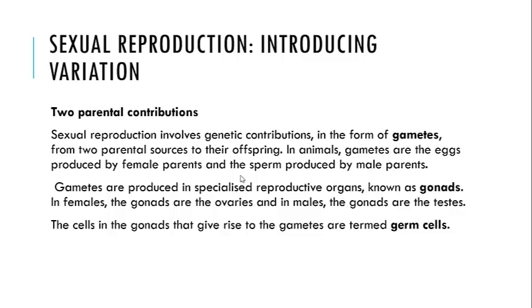In animals, gametes are the eggs produced by female parents and the sperm produced by male parents. Gametes are produced in specialized reproductive organs known as the gonads. In females, the gonads are the ovaries. In males, gonads are the testes. The cells in the gonads that give rise to gametes are termed germ cells. So these are 3 that I would like you to put on your cue cards. So if you put in gonads, which will be the reproductive organ, and then you need to put in germ cells. So the gonads are made up of germ cells, which produce gametes, gametes being the 3rd one that you should put on your cue cards.